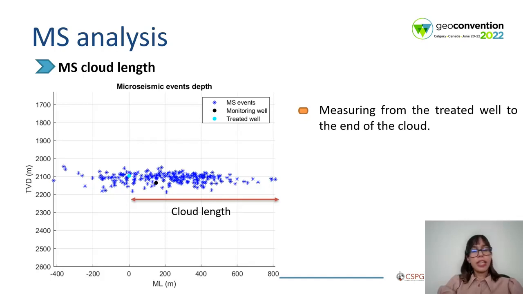Next, we look at the length and depth of the microseismic cloud. The light blue dot is the treated well at the origin, and the black one is the monitoring well, 150 meters apart from the treated well. This plot was used to calculate the microseismic cloud's length by measuring the distance from the treated well to the last event on the right.